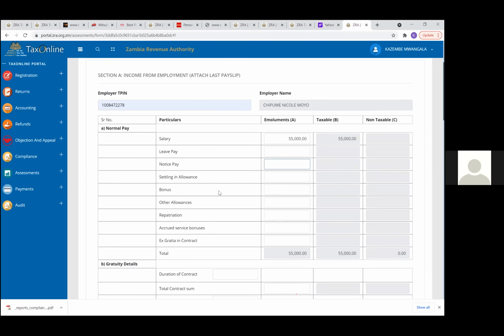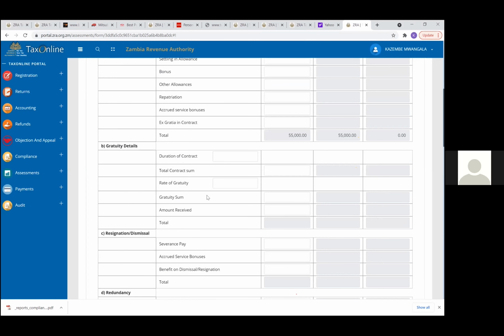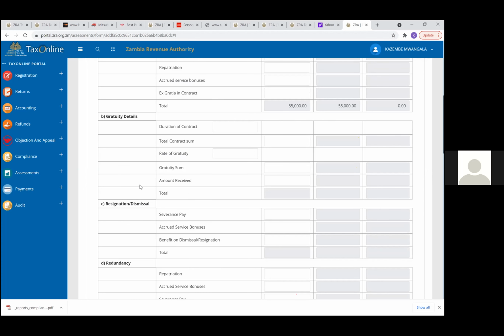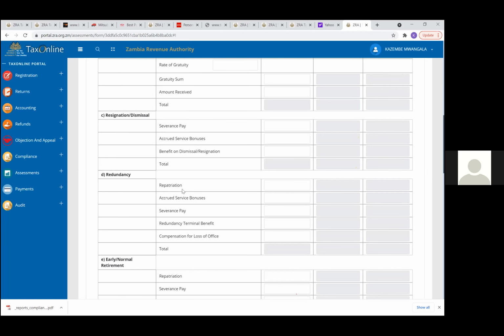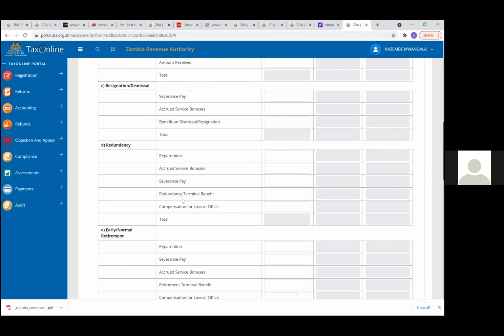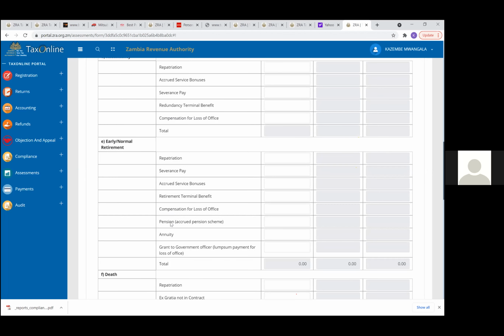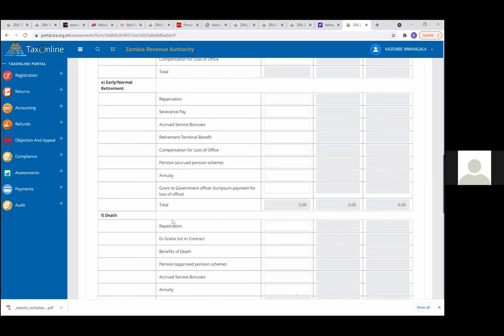Then you've got contract. Before 2016, gratuity was taxable, but after the amendment of the 5th of January 2016, when the constitution was amended, it made a pension benefit non-taxable, and the pension benefit, in its definition, also includes gratuity. For one who's been dismissed or resigned, they may get all these items: redundancy, these are the emoluments that they may get as their last emoluments. Early retirement, death, retrenchment, medical discharge, lump sum.